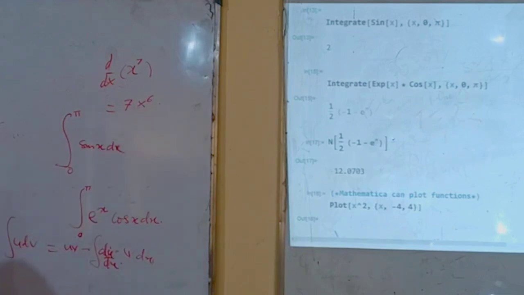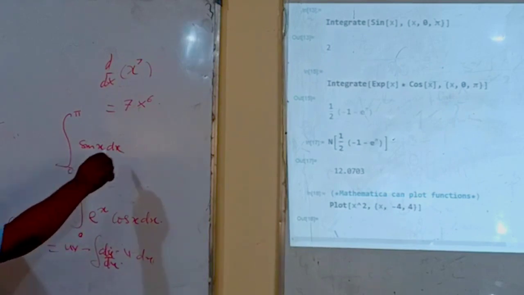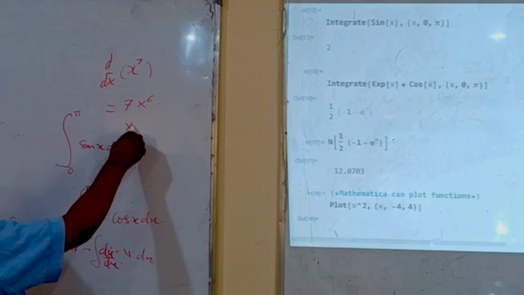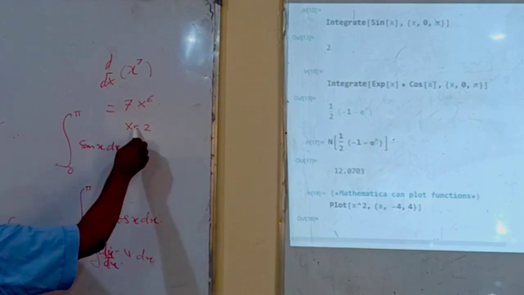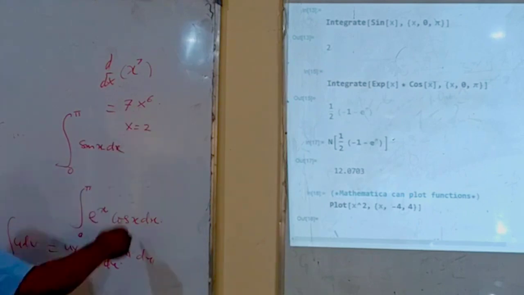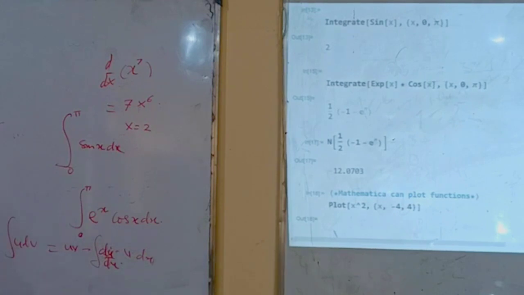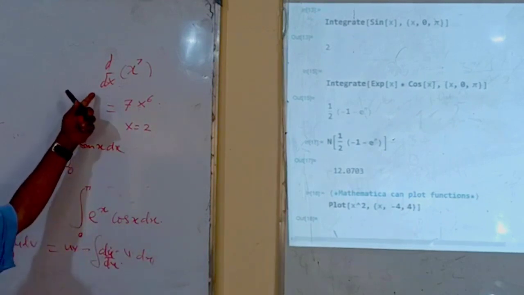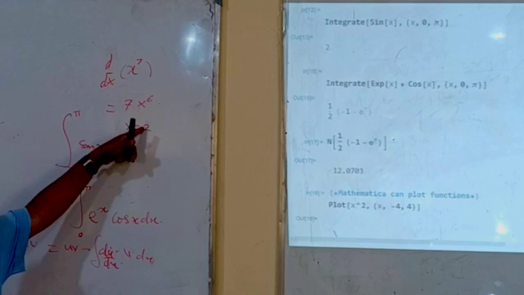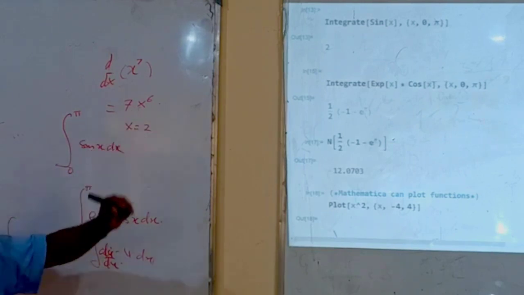Now, if your x is 2, you will come to the next line and define that your x is equal to 2. So which means there's another line of statement you are going to add. Then it will compute this, giving you this. When x is 2, it becomes 32 times 7. Okay?